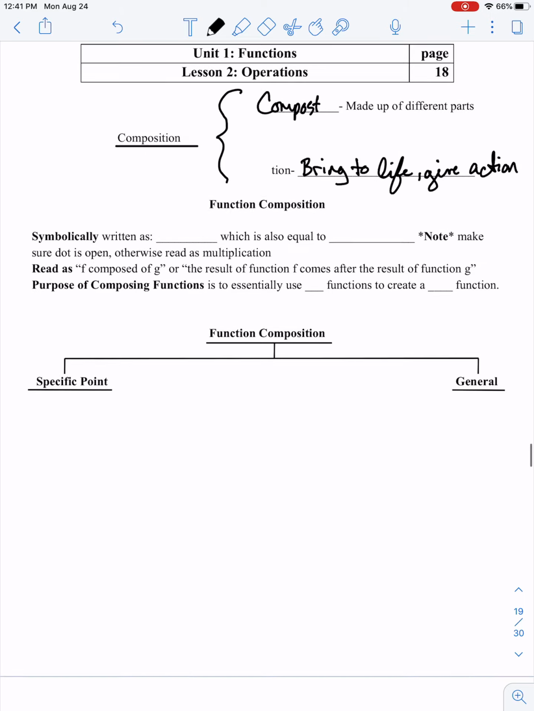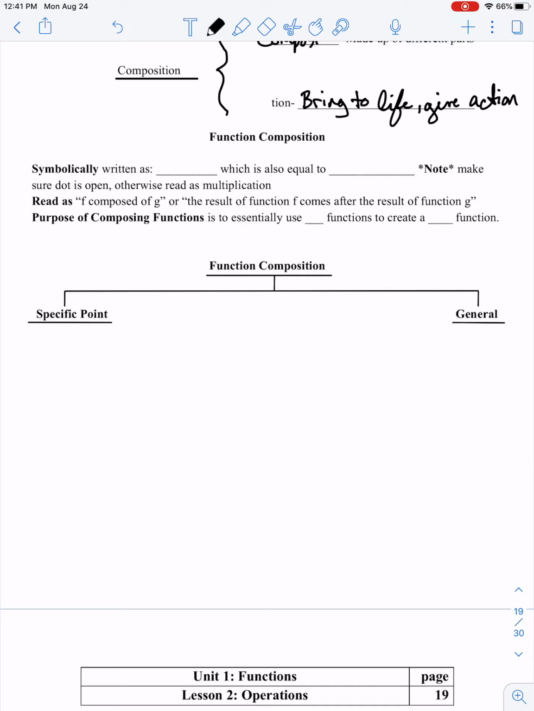All right, so function composition is symbolically written as this. So f of g of x, which is also equal to f composed of g of x. I remember doing this in high school. I would always say "fog x."